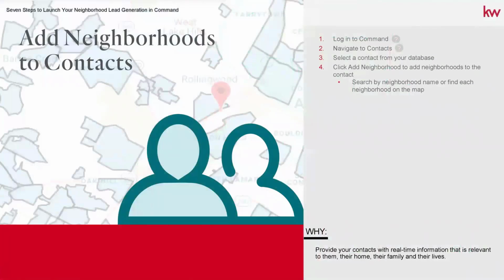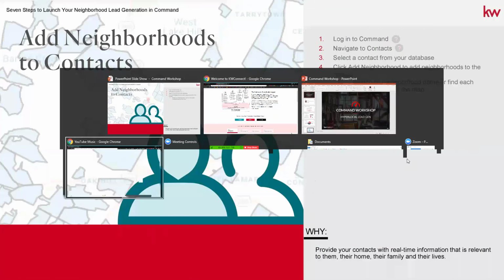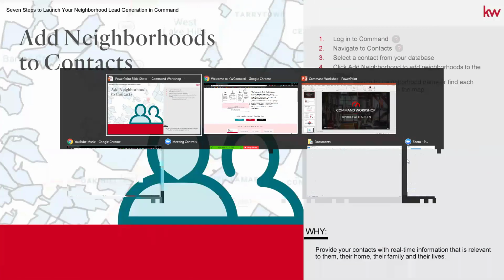It's very simple. When you log into Command, you go to your contacts, and you can either add a contact and put in an address, or if you've got one in there already, you can then add a neighborhood. So I'm going to switch over to my Command, and if you guys have your computers and you want to too, go right ahead.